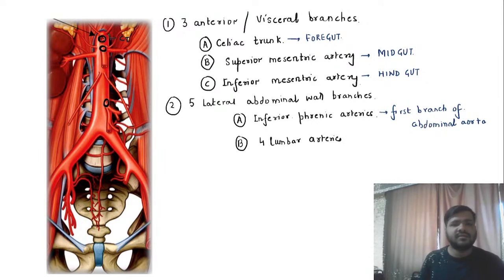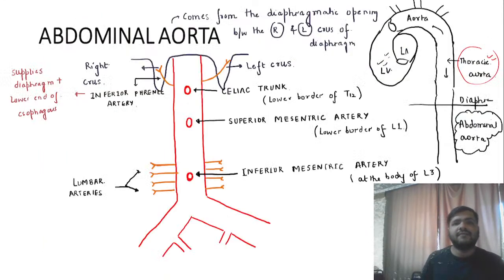Comparatively, these are 10 arteries, right? So remember, we have the lateral wall branches that I have drawn with the orange color, the lumbar arteries, and the inferior phrenic artery, which is supplying the diaphragm, plus the lower end of the esophagus as well.